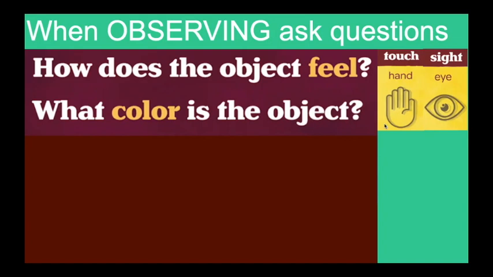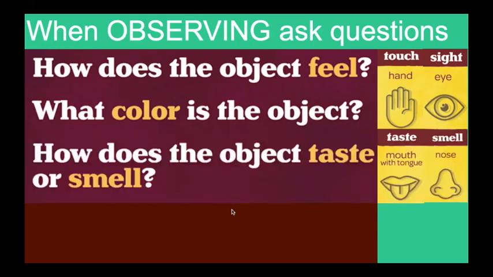We use our sense of sight. The sense is sight, the body part is eyes, and we answer the question, what color is the object, right? Next question is, how does the object taste or smell? Repeat after me, how does the object taste or smell?